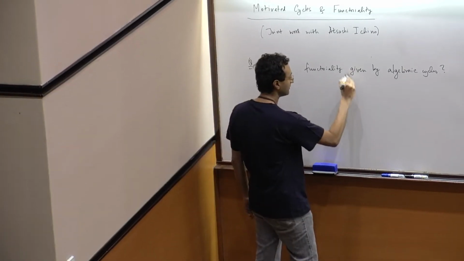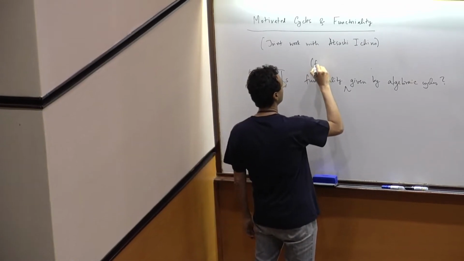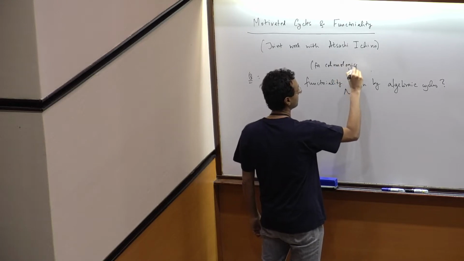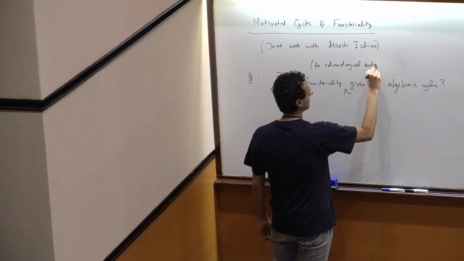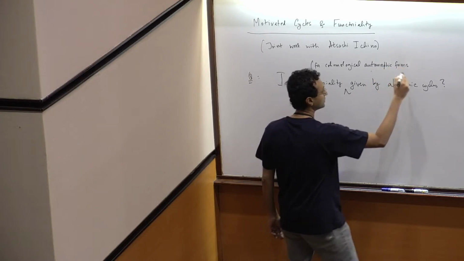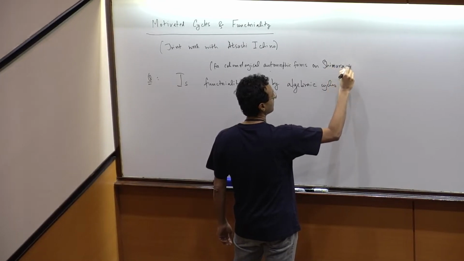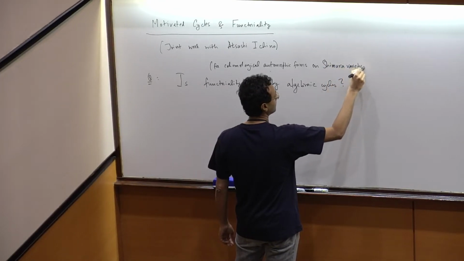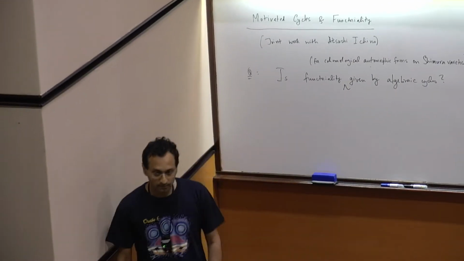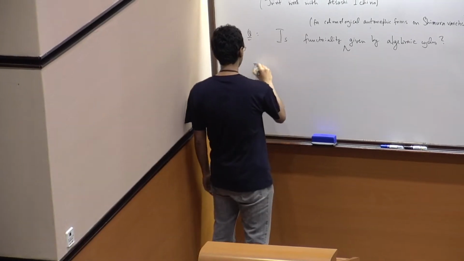So I'm going to add something here: at least functoriality for, say, cohomological automorphic forms on Shimura varieties. Okay, so that's the question I'd like to discuss. Let's start by doing an example.